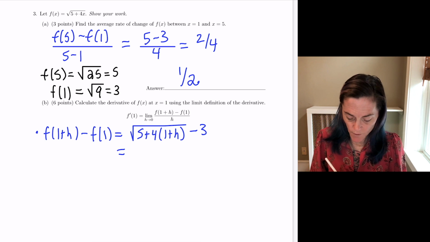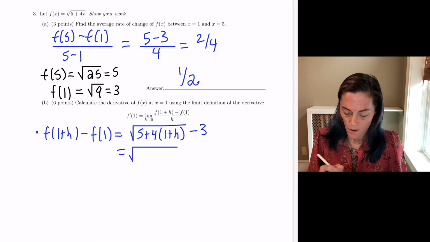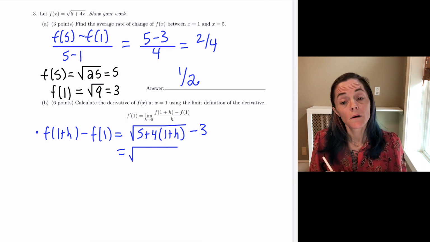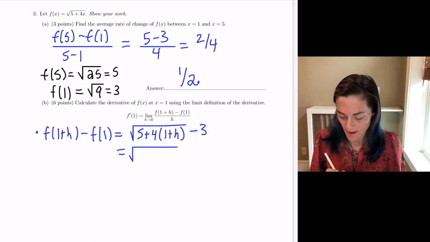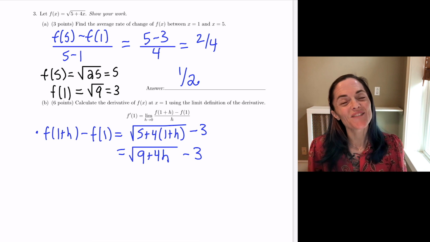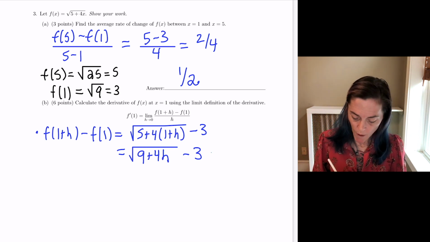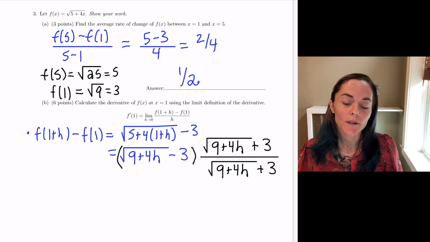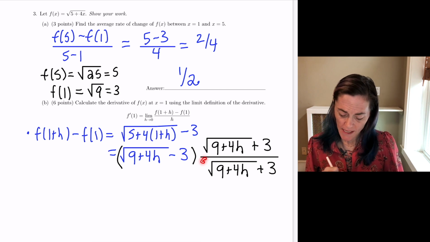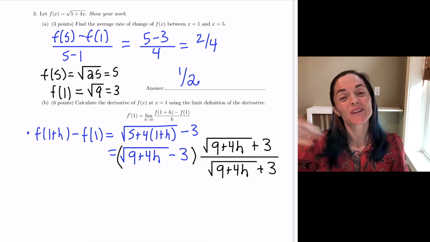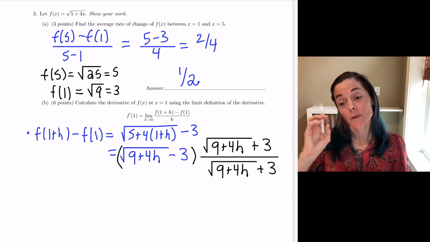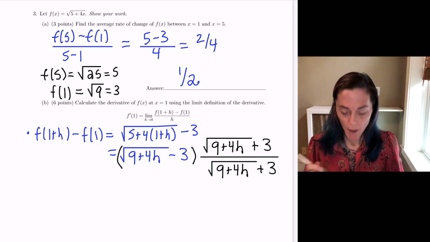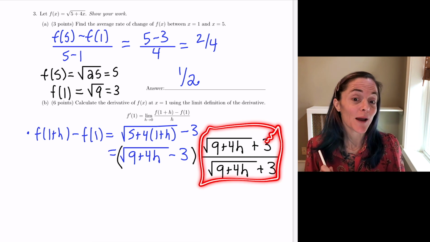Okay. This first term, we have a 4 plus 5. So I have the square root of 9 plus 4h minus 3. Now there's really two different kinds of strategies that we practiced in these questions. When we have something like this, we want to multiply by this conjugate here. But of course, multiplying by just the square root of 9 plus 4h plus 3 would change the expression. And so I have really just multiplied by 1.